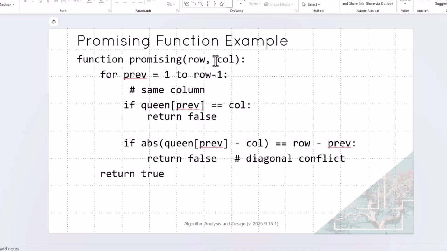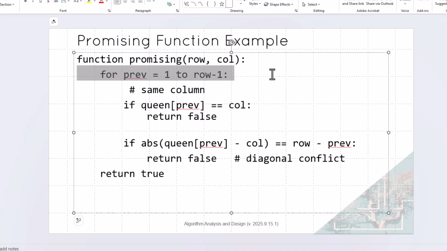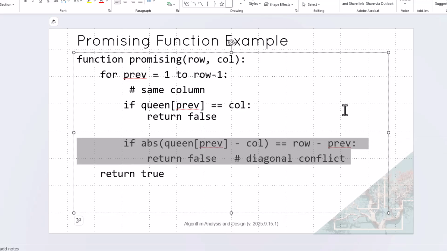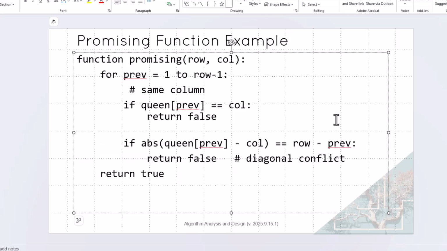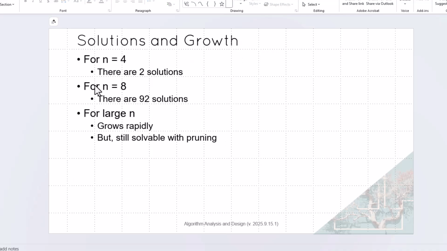The promising function looks like this. For previous equals 1 to row minus 1, for things in the same column, if they're in the same column, you return false. If it gets past the column test, this is how you test the diagonal conflict. You say if the absolute value of the queen at previous minus column is equal to row minus previous. That's kind of a little trick there. You could put it explicitly if you needed to, but this is one trick that would solve the problem.